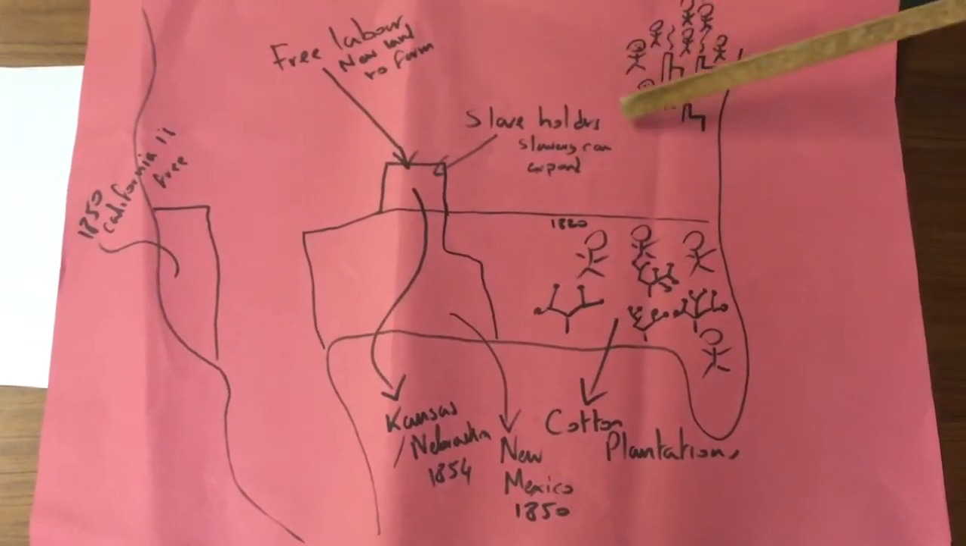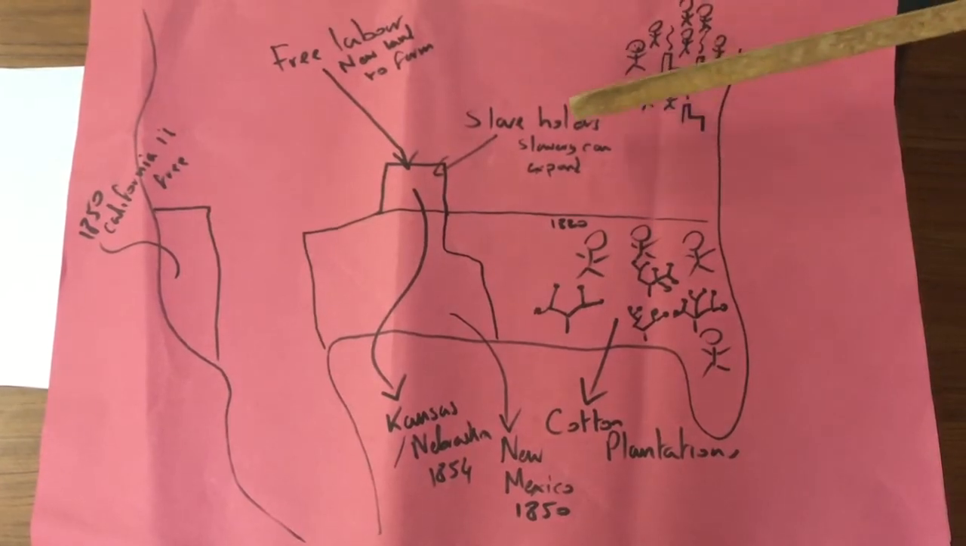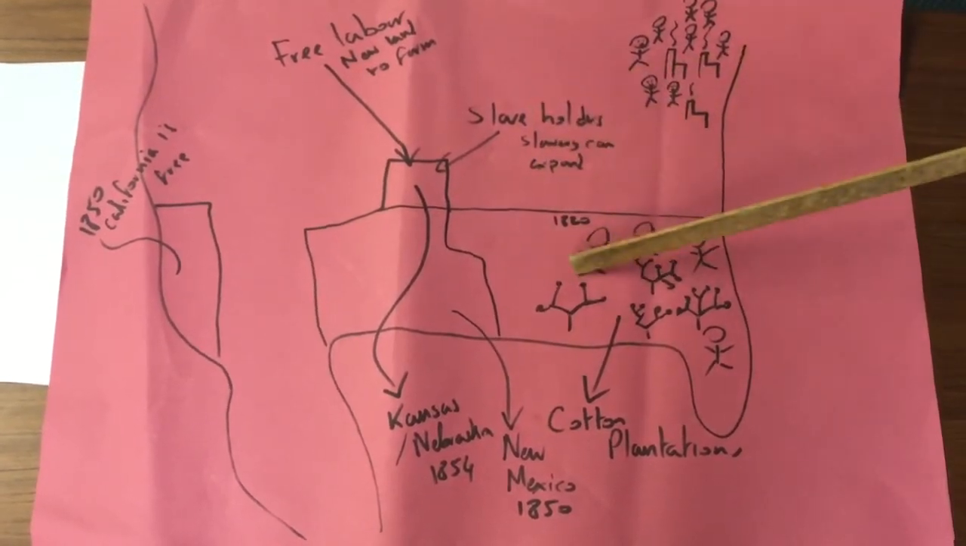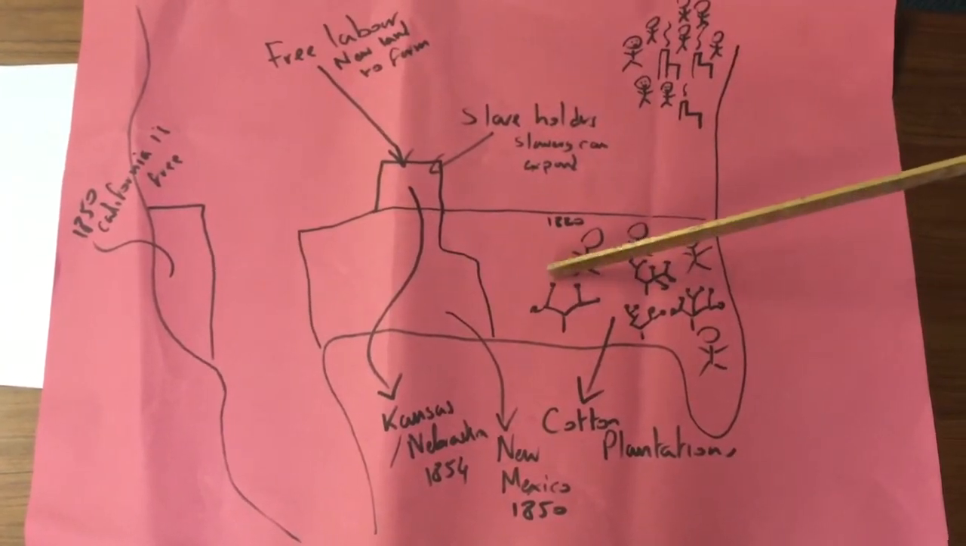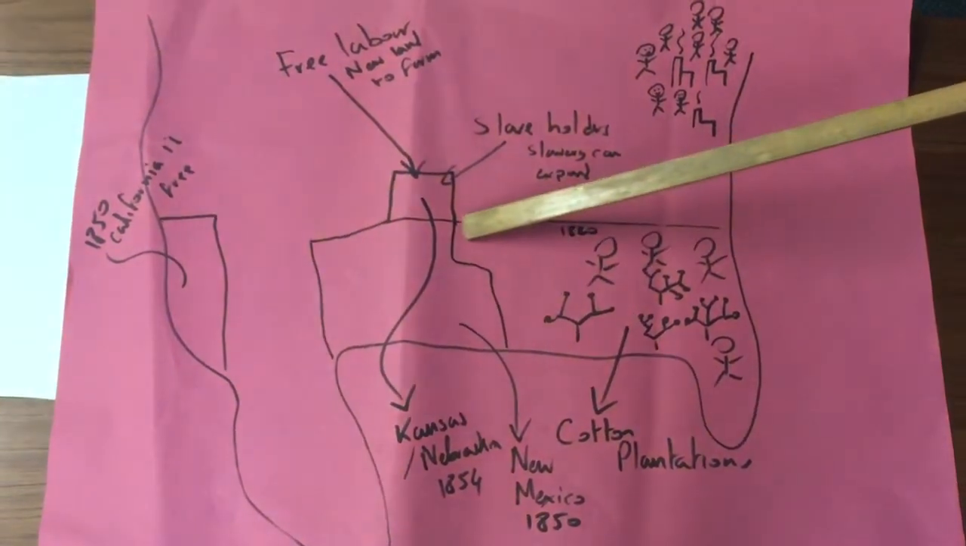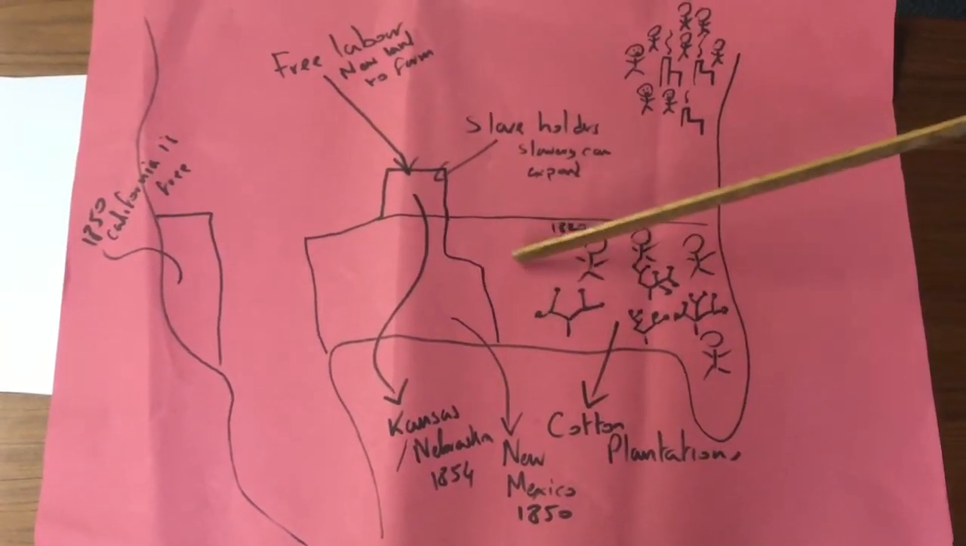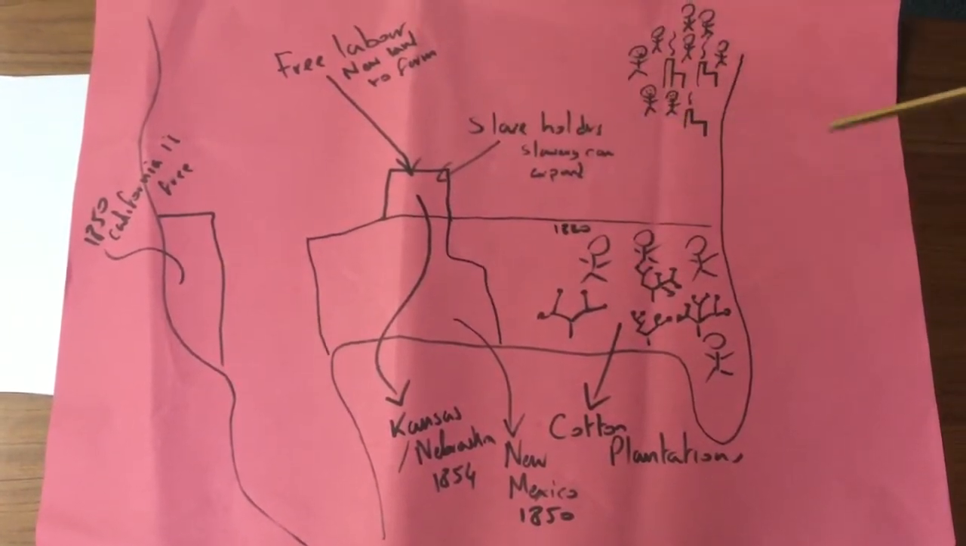So if the North ever wanted to abolish slavery, for example, they had to get the vote of the South to do it, and if the South had an equal number of people in the Senate, then that was never going to happen. So the idea of the compromise was to keep the balance of power equal between the South and the North, okay?